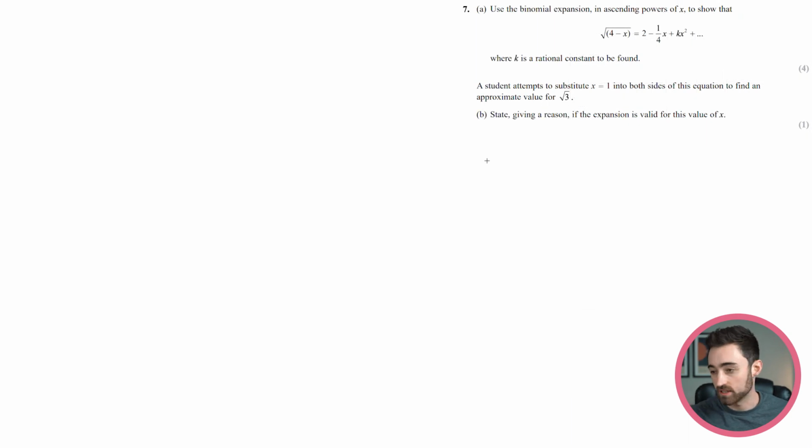Alright, question 7 says use the binomial expansion in ascending powers of x to show that square root of 4 minus x equals a load of stuff up to the x squared coefficient. K is a rational constant to be found, so it might be a fraction here. Right, so a bit of confusion on the binomial expansion. I get a lot of questions on this, so let's clear it up.